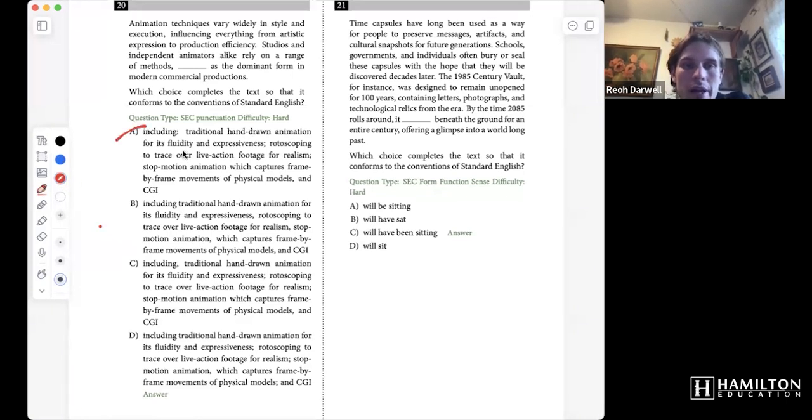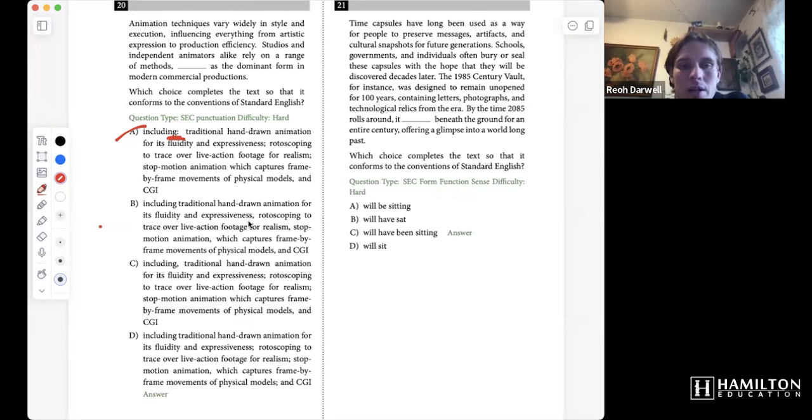Why is A wrong? A is wrong because of this colon here. When can we use a colon? We can only use a colon when it comes after something that can be a complete sentence. Is this a complete sentence? Studios and independent animators rely on a range of methods, including. Could you end a sentence at including there like that? No. So you could not put a colon there because a colon basically is a period, which just gives the rest of the information.